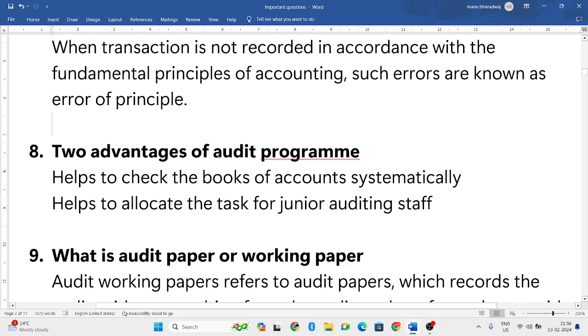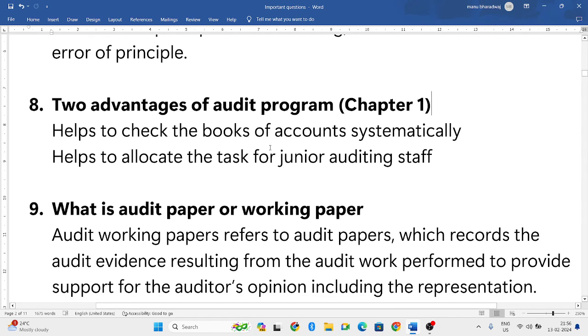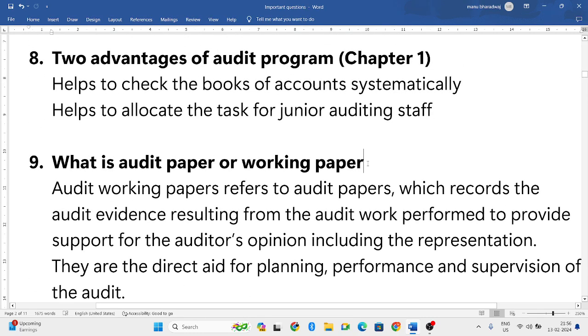Next, two advantages of audit program. It is also from chapter 1. It helps you to check the books of accounts systematically. You have already planned how to check and from where to start, so you can easily check the books of accounts systematically. Second, it will be easy for you to allocate tasks to junior auditing staff. If you have any junior auditing staff in your organization, you can easily allocate the work with the help of the audit program.